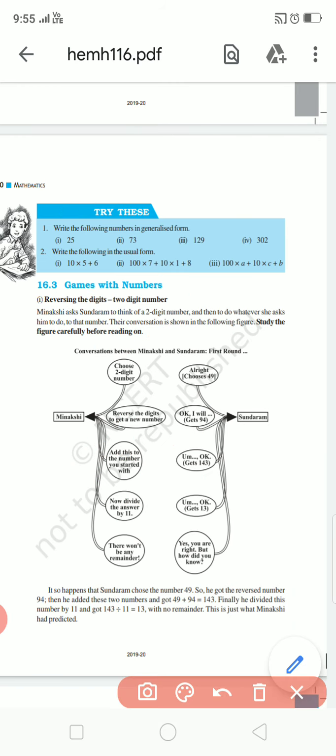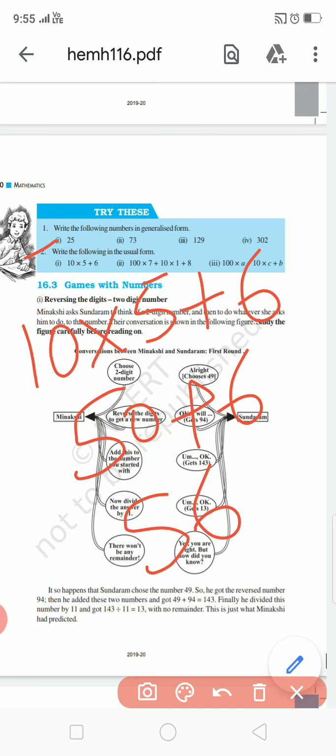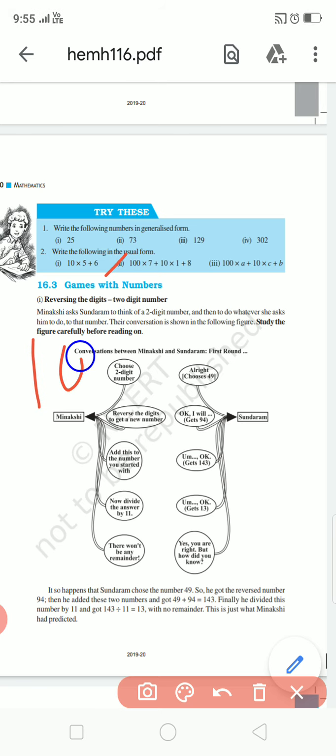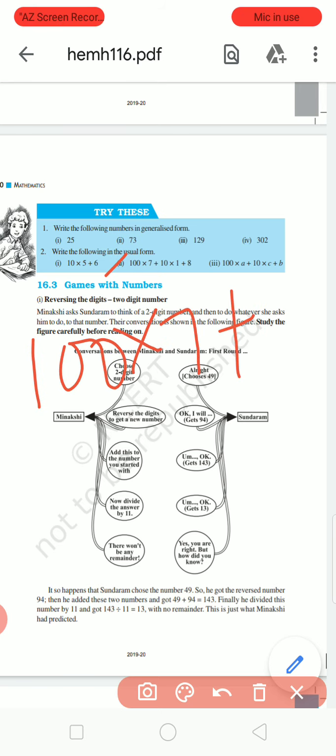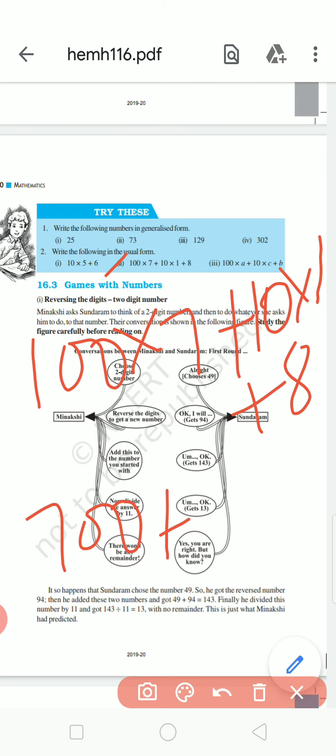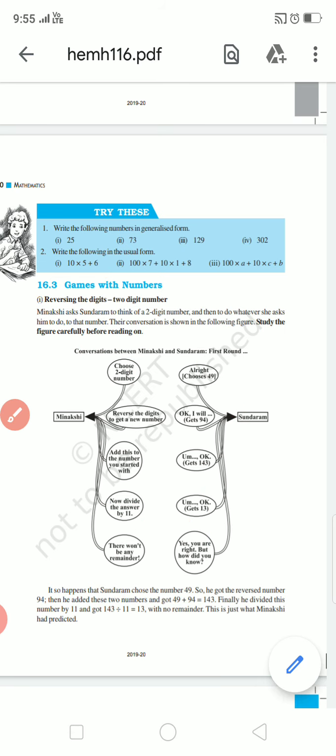Now come to question number 2. We have to write the usual form of 10 multiplied by 5 plus 6. So 10 fives is 50 plus 6, that is 56. So this is the usual form. Now write the usual form of the second part: 100 into 7 plus 10 into 1 plus 8. So 100 into 7 is 700. 10 into 1 is 10, plus 8. So it is 708.